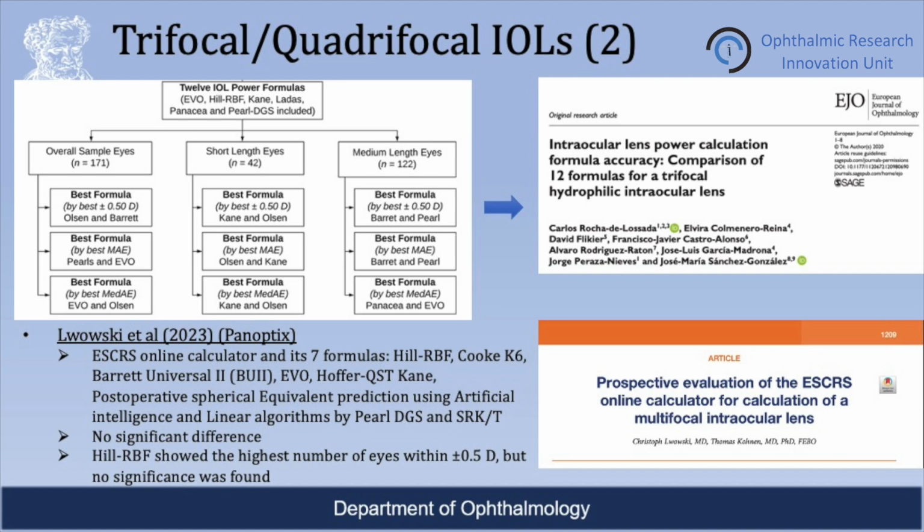Another interesting study performed in 2020 compared 12 different formulas for the power calculation of the Panoptix lens. The results showed that the new generation formulas achieved better refractive outcomes. Among them are Olsen, Barrett 2, Kane and PEARL. Additionally, recently, Łowski and Konen evaluated the ESCRS online calculator, which contains 7 different formulas for the calculation of Panoptix lens power. This study proved that Hill-RBF showed the highest number of eyes within a range between -0.5 to 0.5 diopters, but no significance between the formulas was found.